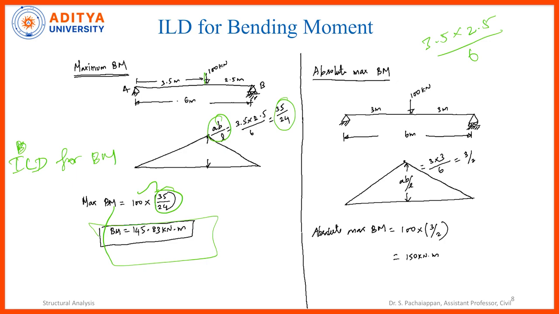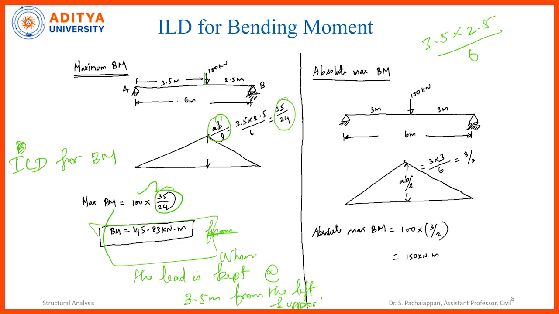Okay. Now for the absolute maximum bending moment, what do we have to do? We need to keep the load exactly at the center. We know already that a simply supported beam is symmetric. The maximum bending moment occurs only when you keep the load at the center. If it is somewhat away from the center, we will get some bending moment value, but that is not a maximum. So this 145.83 kilonewton meter we got when the load is kept at 3.5 meters from the left support.